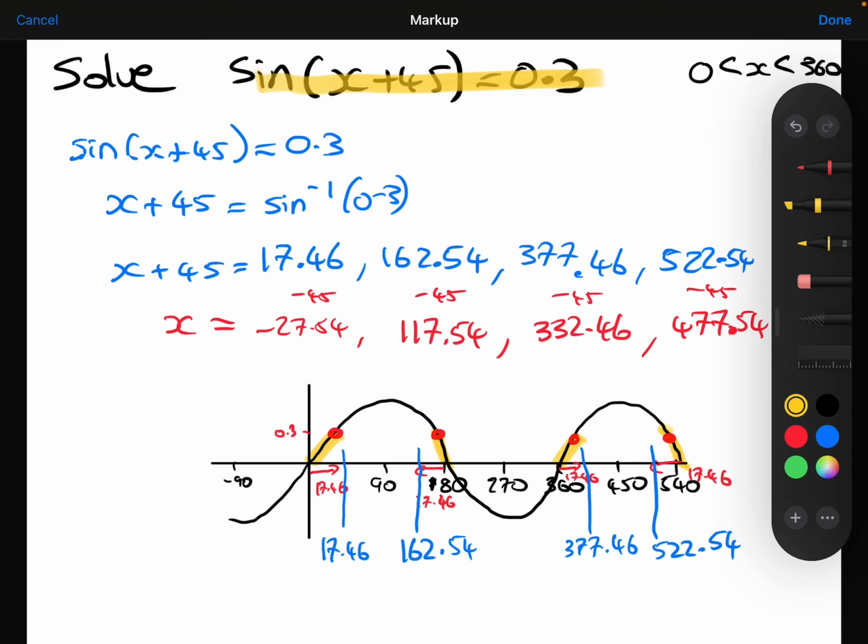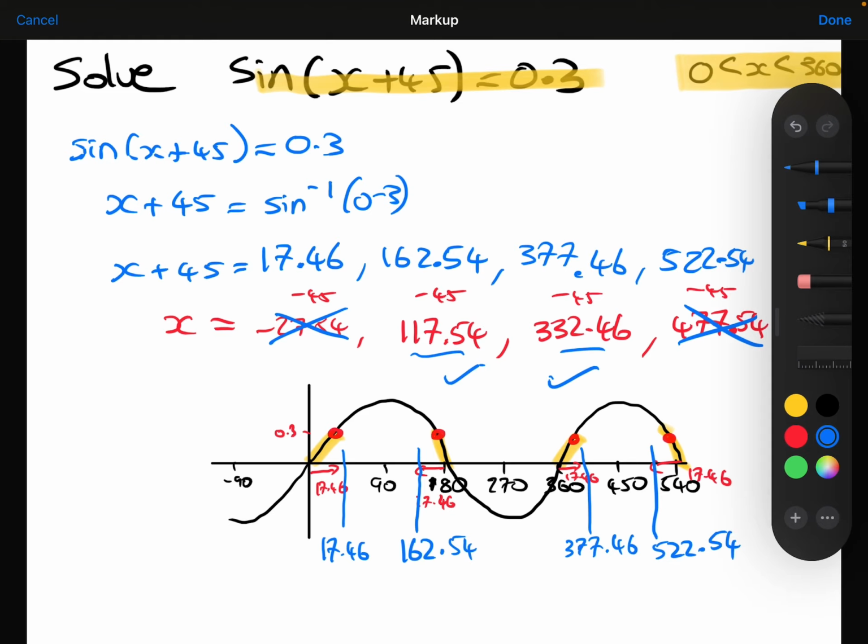But given that we want to give our answer between 0 and 360, I know that I'm not going to give this first answer because it's negative, and I'm not going to give the last answer because it's too big. But these answers here are good. I like both of them. They are between 0 and 360. So those are the solutions that I'm going to give to this problem.